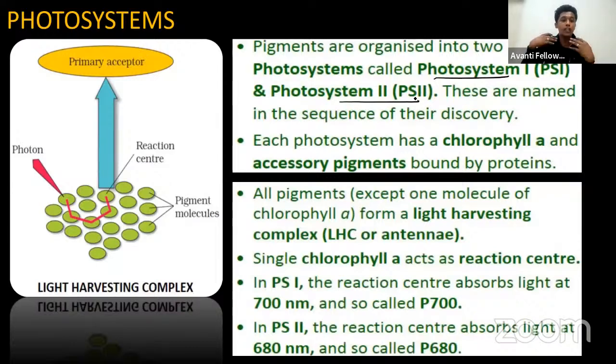It is not based on how they react. This one was discovered first and the next one later, so they just named them. But when it comes to the reactions, it is quite different, so we should not correlate these two things. We will talk about photosystems 1 and 2 in the next class.